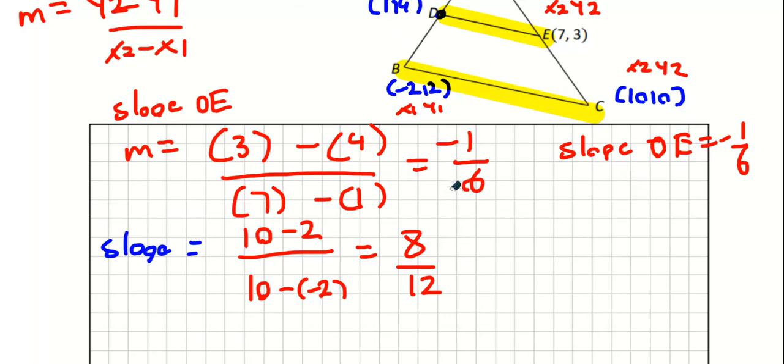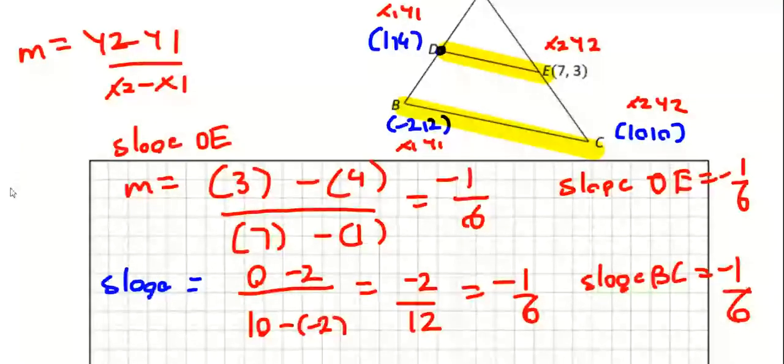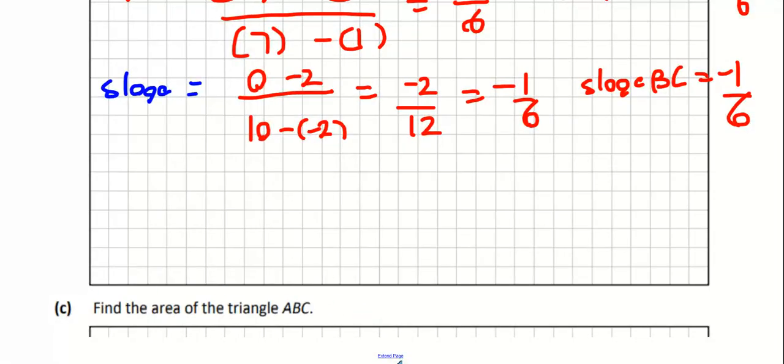So we're using B to C. So it's 0, take away 2, which is minus 2. So it's minus 2 over 12, which is also the slope of minus 1 over 6. So slope of BC is also minus 1 over 6. So they're actually the same slope. So that works out perfectly there. In fact, parallel. Find the area of the triangle ABC.